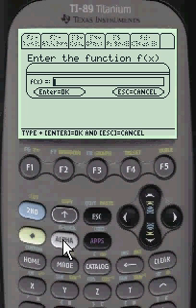And let's do this one. Alpha 7 times x squared minus x cubed.